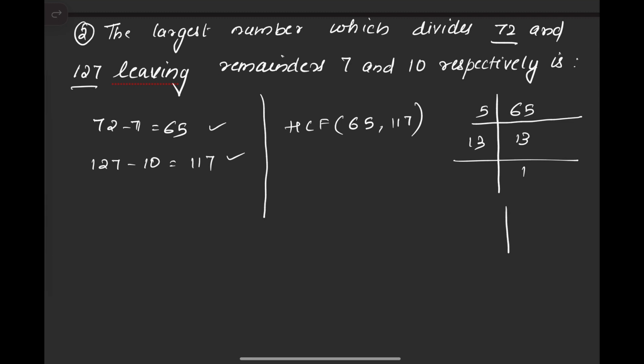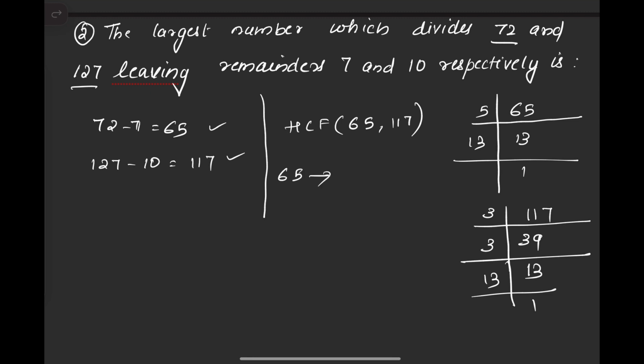What is the next number? 117. So here 3 times 39, again 3 times 13, 13 times 1. So you can see here the factors. For 65 the factors are 5 times 13 times 1. And for 117 the factors are 3 times 3 times 13 times 1.